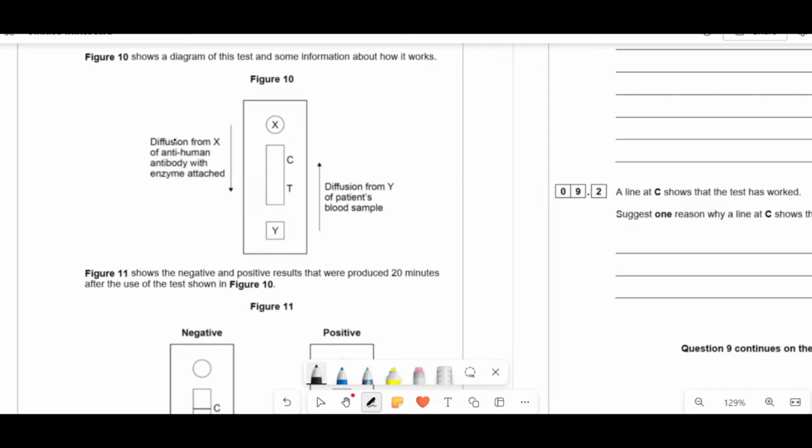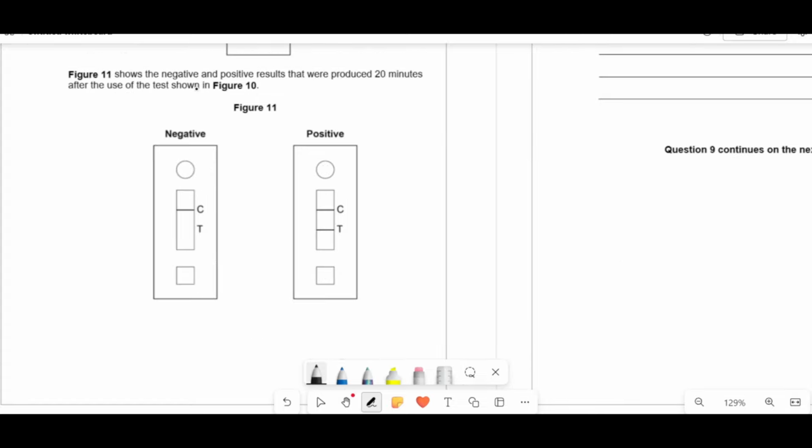So here we've got diffusion from X of an anti-human antibody with an enzyme attached. So it's an antibody against human with an enzyme stuck on it, and it's diffusing this way, right? We've got C and T, and then we have diffusion from Y of a patient's blood sample. So we've got some mysterious thing diffusing from Y this way, and also X, which is an antibody against human, but with an enzyme attached. So there's my antibody, and there's the enzyme stuck to it, and it's moving in this direction. So what's probably happening is they bind with each other.